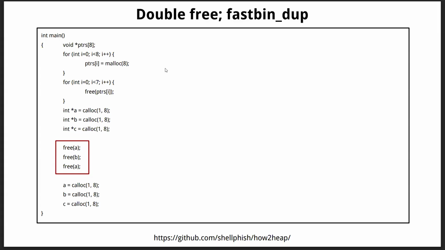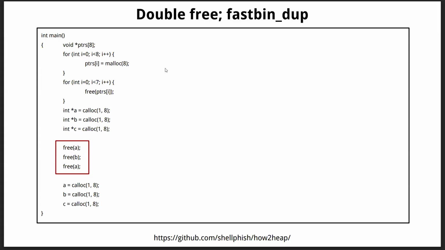So here, let's say we malloc areas, each of them 8 bytes. Then we free all 8 of them. So we're going to get A, B, C in use. Then we're going to free A, free B, then free A again. So the problem here is we freed A twice.